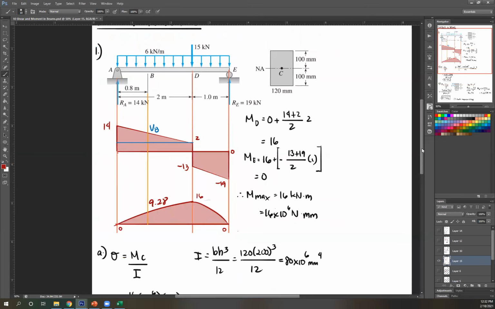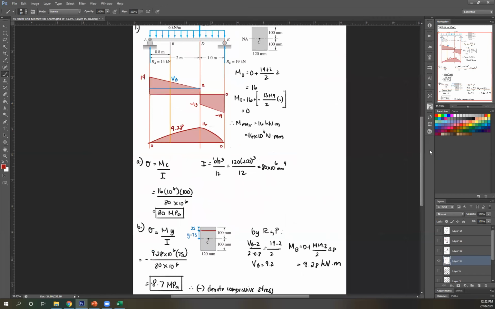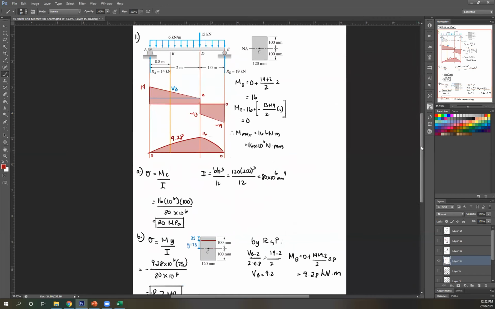Let's zoom out a bit so that you can see everything. Okay, so first, this height. This height is this overall VB minus this height 2. That's why this is VB minus 2 over base, which is 2 minus 0.8.